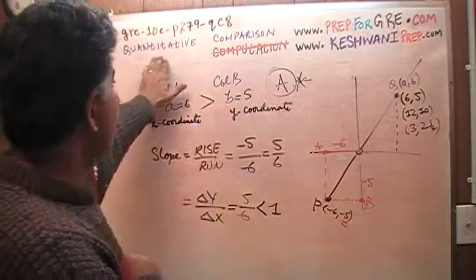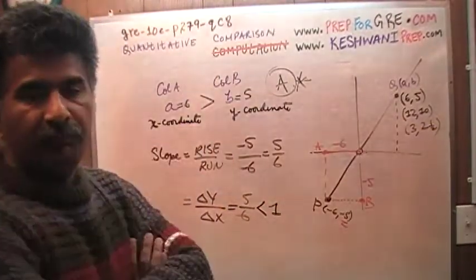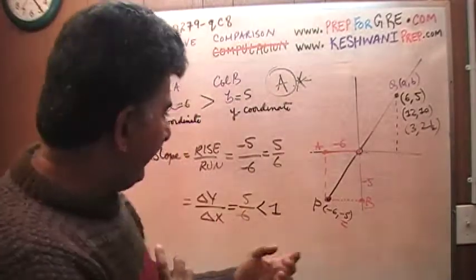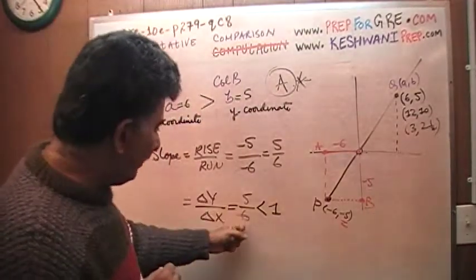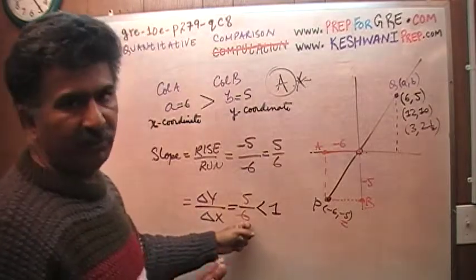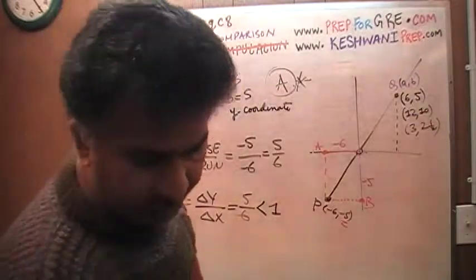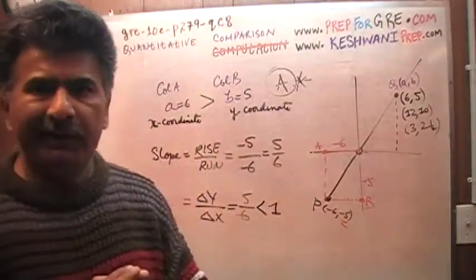These are called quantitative comparison questions. You're simply asked to compare the two quantities, not compute them. If you compare them, because this ratio is less than 1, the y has to always be less than x. That's all it is. This represents the x coordinate, this represents the y coordinate, and therefore the answer is A. I hope you found it helpful.